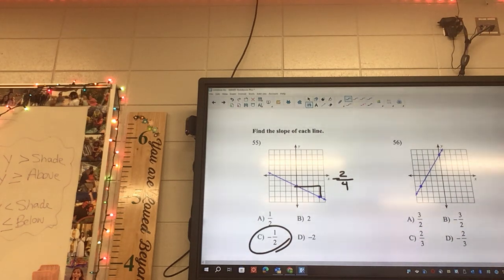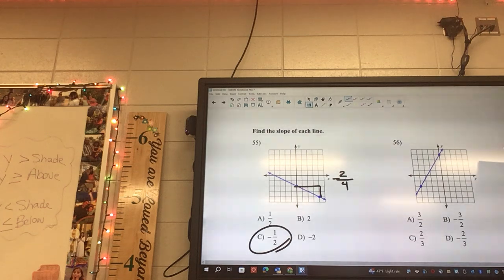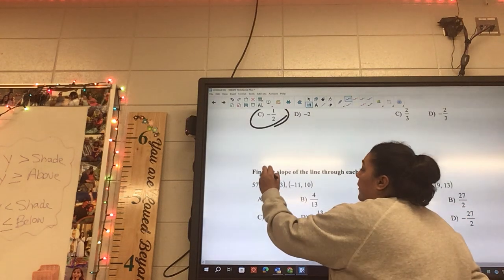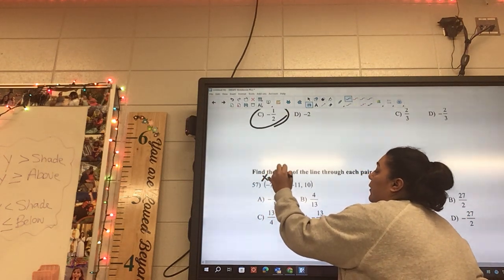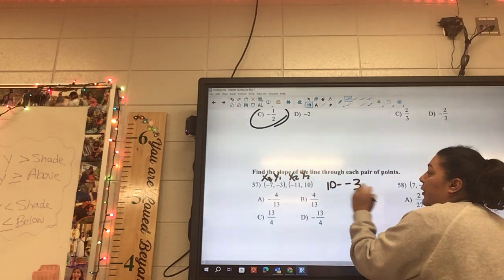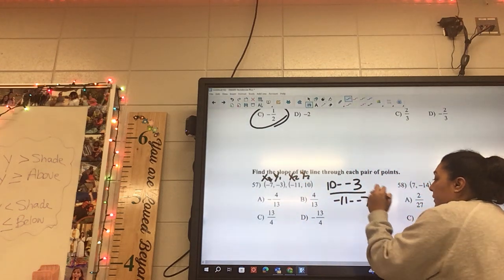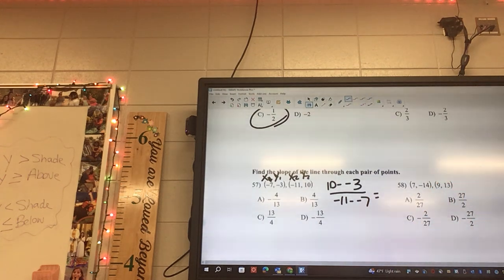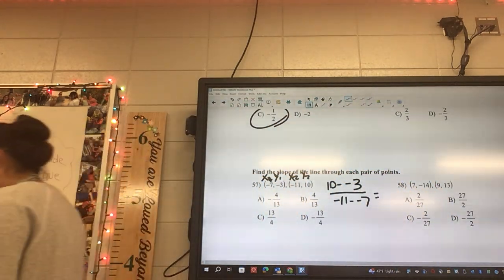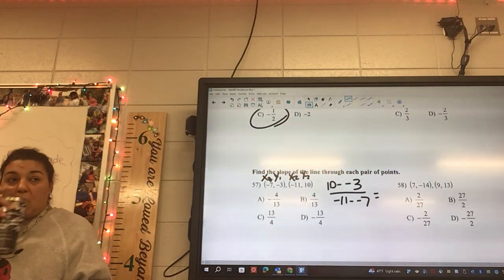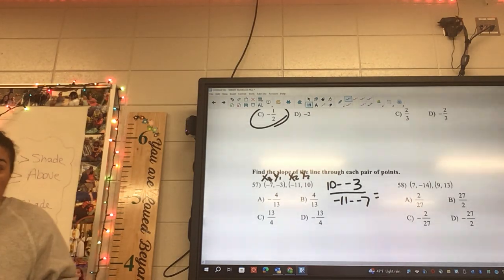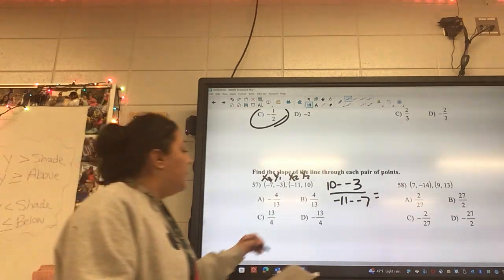Okay, 57. It says find the slope. So that's y2 minus y1 over x2 minus x1. Okay, so I'm going to get 10 minus negative 3 over negative 11 minus negative 7. Okay, somebody type it in your calculator, see what you get. Negative 13 over 4.